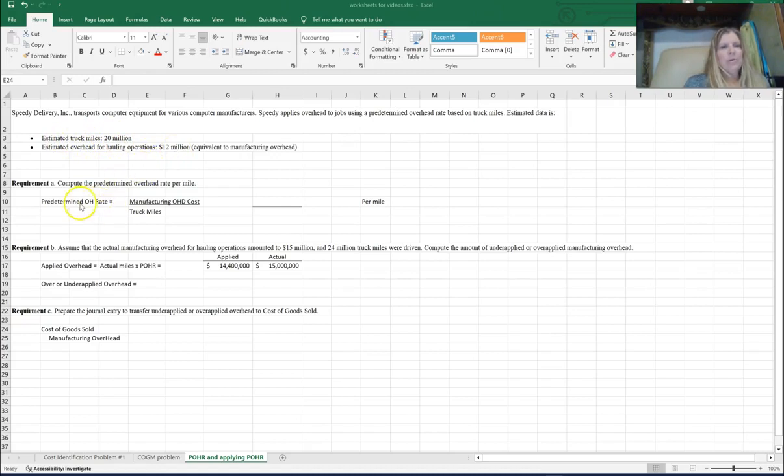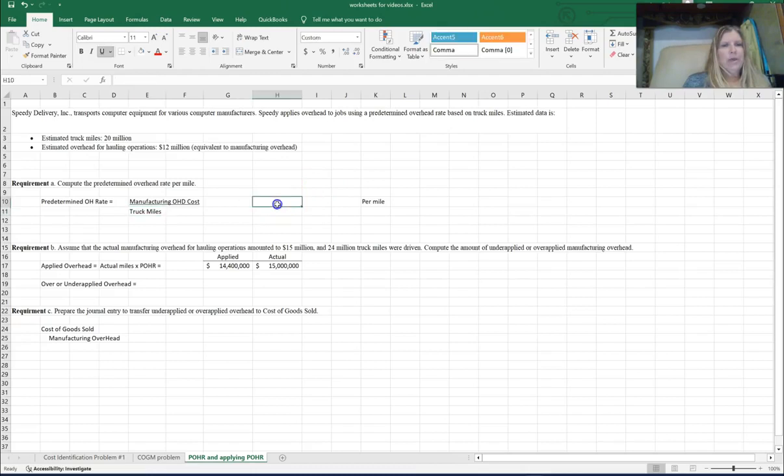So if you've read the chapter already, predetermined overhead rate is calculated by taking the manufacturing overhead cost divided by some sort of base. In this case, it's truck miles. They told us right here that's the way they're going to calculate it. It could be direct labor hours, it could be direct labor cost, it could be direct materials cost, it could be a lot of different things. So you just have to read the problem to figure out how they're calculating their predetermined overhead.